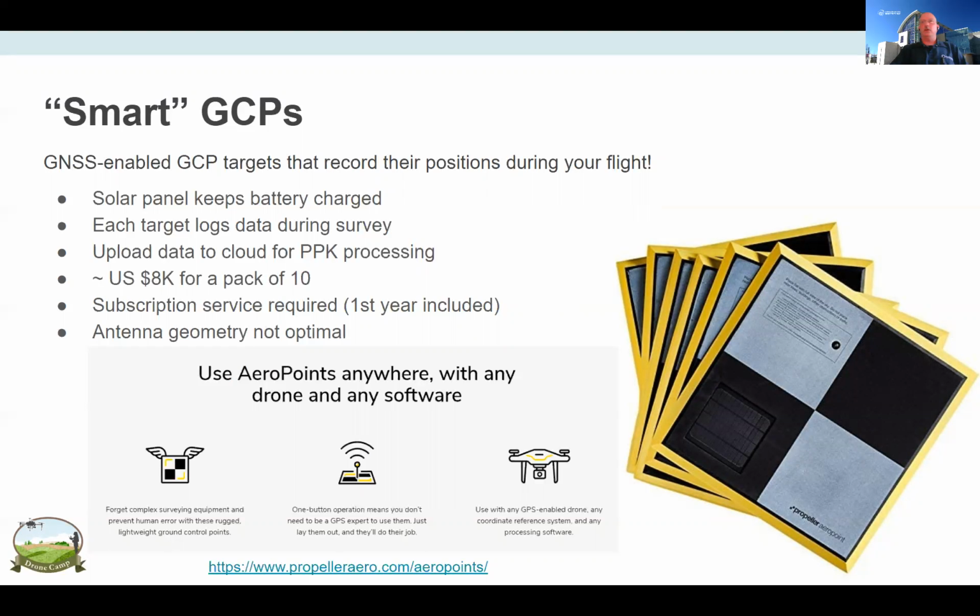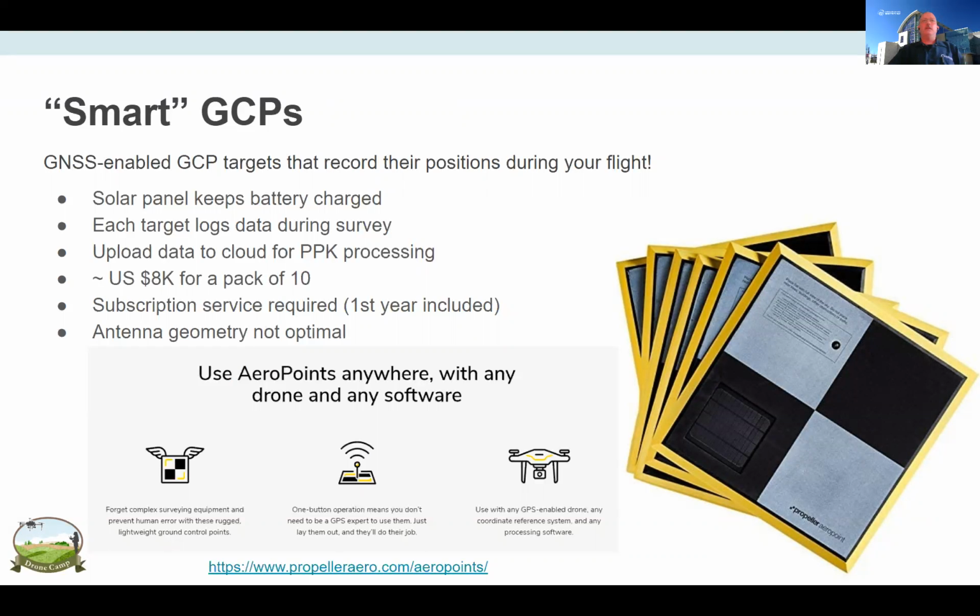These guys are logging the whole time, and they only really need 15 minutes of data. So your flight is probably going to be longer than that. And so when you're done, you land your aircraft, you go pick these things all up, turn them off, and download all their data by Wi-Fi. You send it off to the cloud, to the Propeller Aero processing service, and it gives you back a table of highly accurate, corrected PPK processed points.